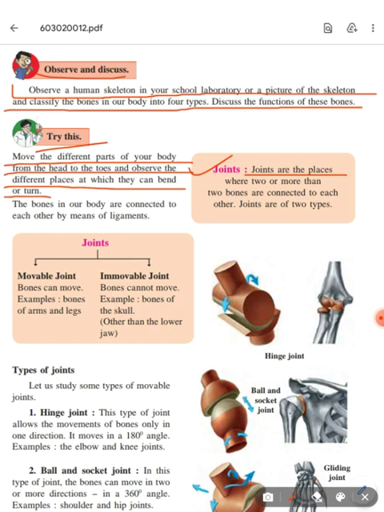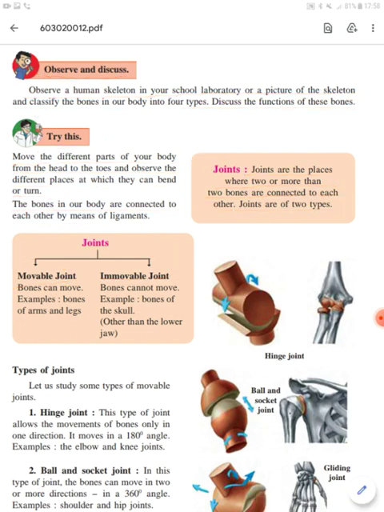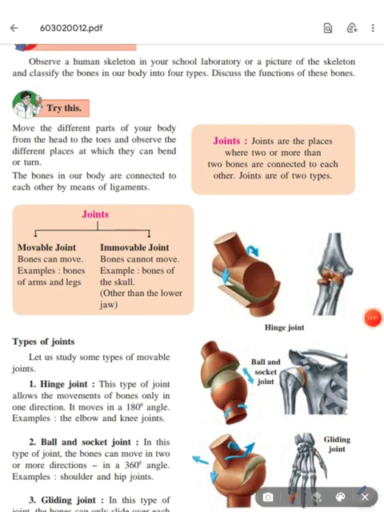Joints. Joints are places where two or more bones are connected to each other. Joints are of two types: movable joints and immovable joints. The bones in our body are connected to each other by means of ligaments. Right? In movable joints, bones can move, like in arms and legs. In immovable joints, bones cannot move. Example, the bones of the skull other than the lower jaw.